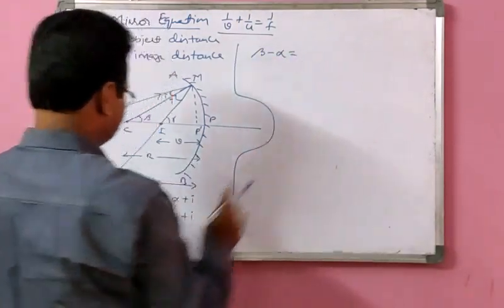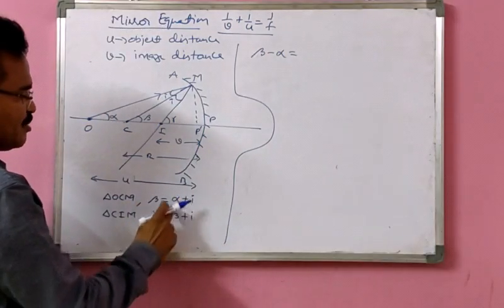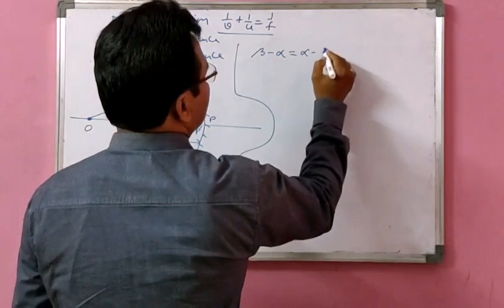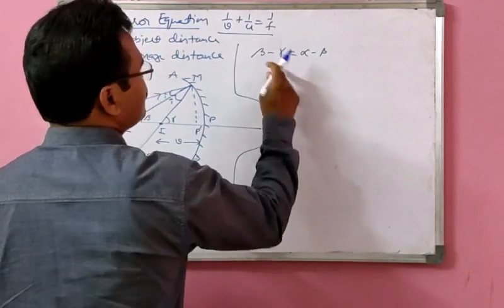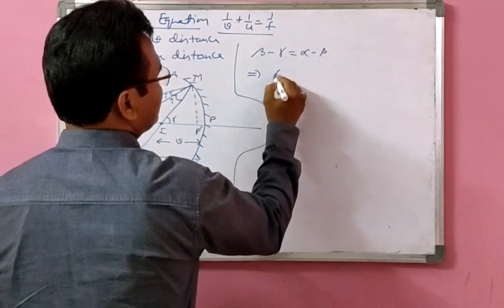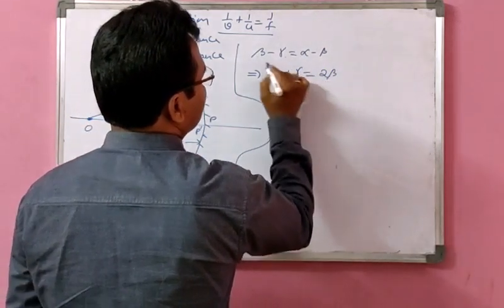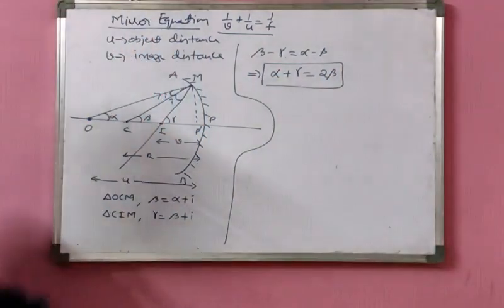Beta minus alpha. Subtracting beta minus alpha, what happens here? I cancel out, and on the right side we are going to get alpha minus beta. Alpha minus beta, this is gamma. I'm sorry. So bring gamma to the other side, beta this side. So what are you going to get here? Alpha plus gamma equal to 2 beta.